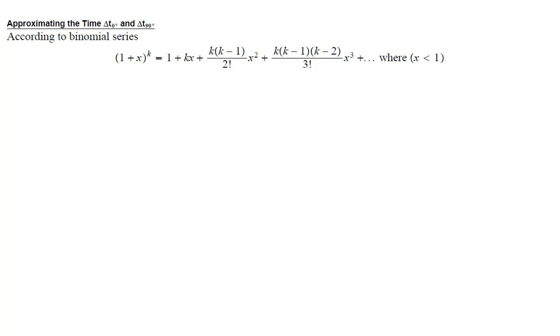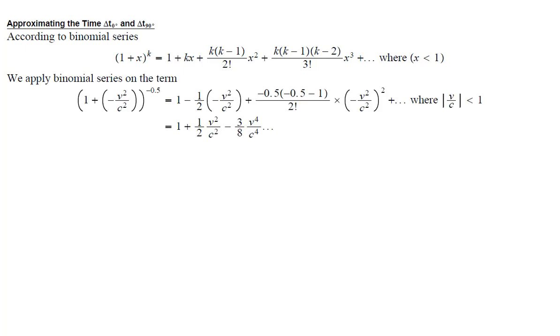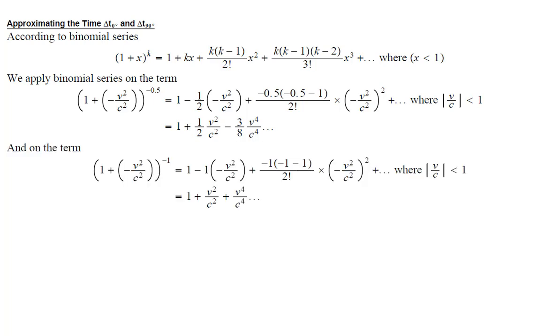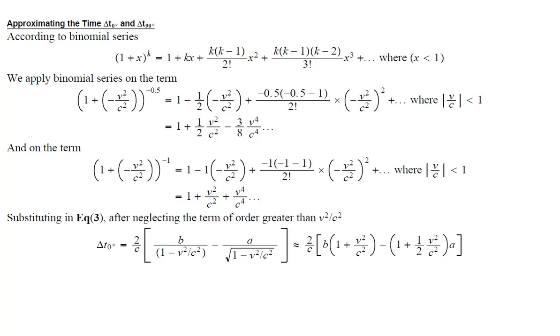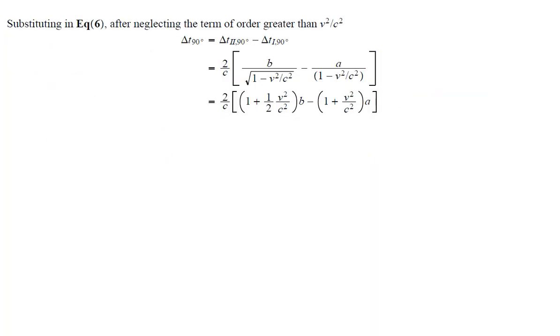According to the binomial series, we apply the binomial series on the following term and on the following term. Substituting in equation 3, after neglecting the terms of order greater than v squared over c squared. Substituting in equation 6 after neglecting the terms of order greater than v squared over c squared, we obtain delta t at 90 degrees apparatus position.